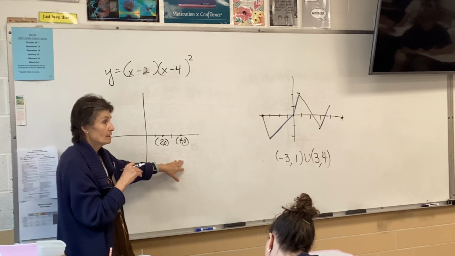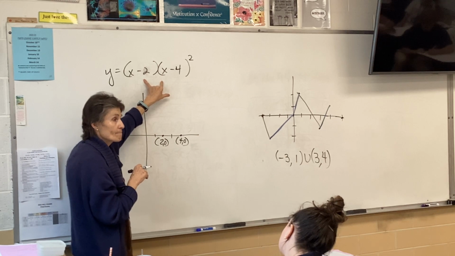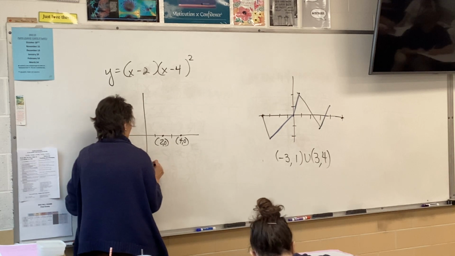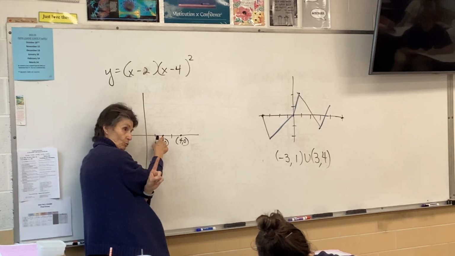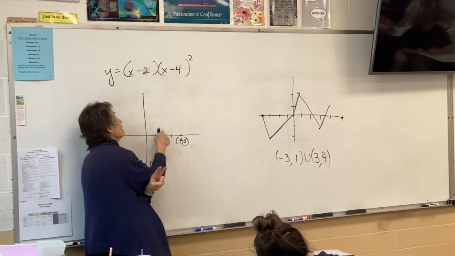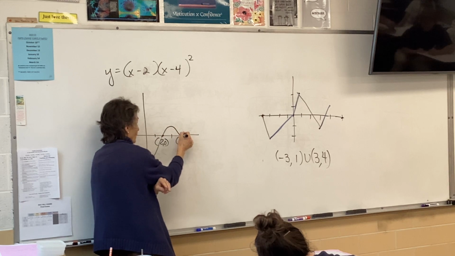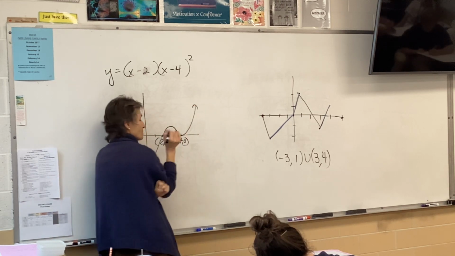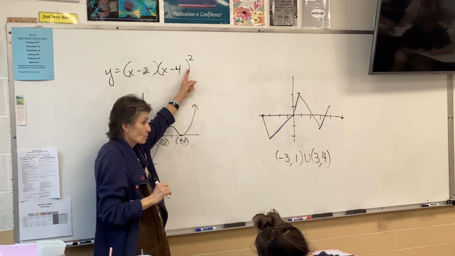Okay? Would you agree that's an x cubed? And x cubes start down here. Now, what do I do when I hit that point right there? Your choices are go through it, bounce off of it. You're gonna go through it, aren't you? What happens when you hit that 4? Bounce off. You bounce off. And how do we know we bounce off there? Because that factor is squared.